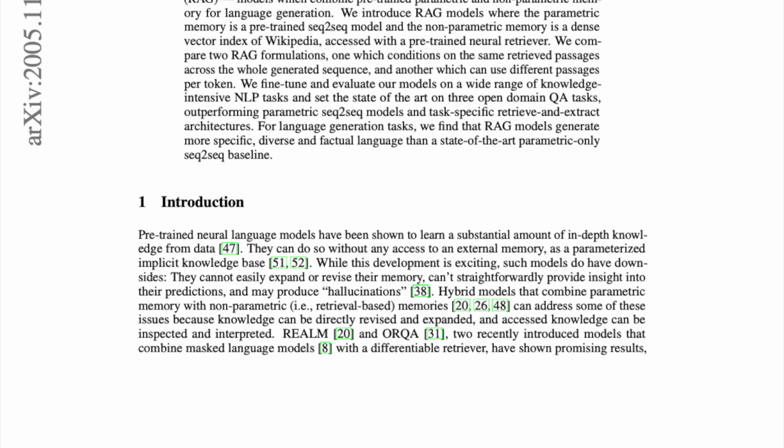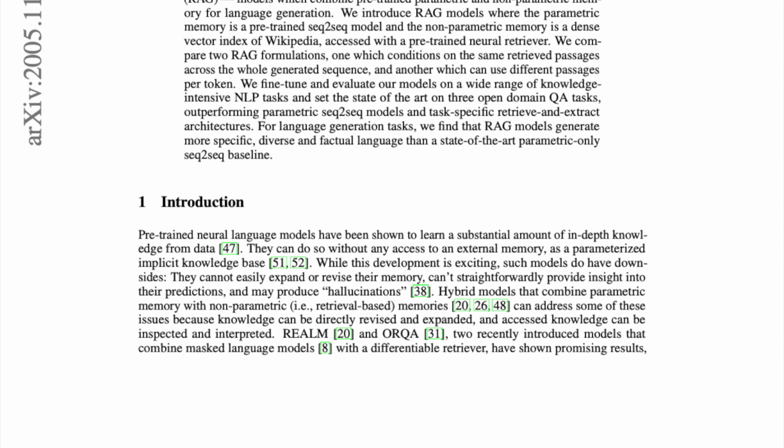1. Introduction. Pre-trained neural language models have been shown to learn a substantial amount of in-depth knowledge from data. They can do so without any access to an external memory, as a parameterized implicit knowledge base. While this development is exciting, such models do have downsides. They cannot easily expand or revise their memory, can't straightforwardly provide insight into their predictions, and may produce hallucinations.